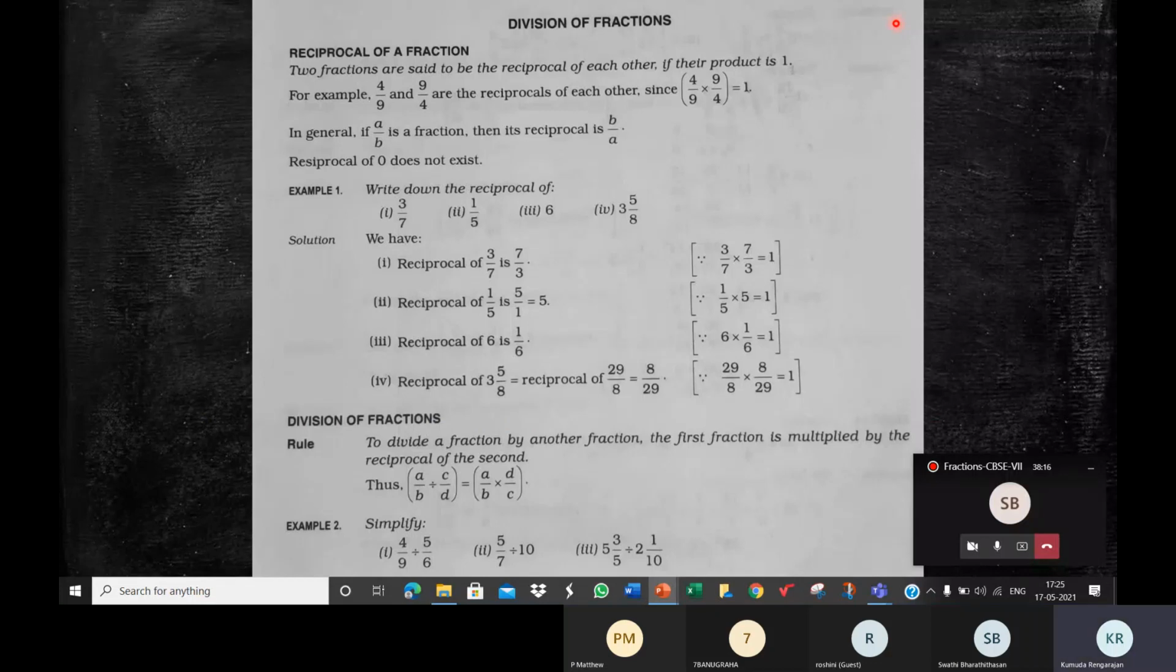Have you all completed both the tests which were scheduled today? Yes, ma'am, completed. Very good. One particular test, I saw all of you scored full marks. So it looks like you've understood well and you've practiced very well. Good.